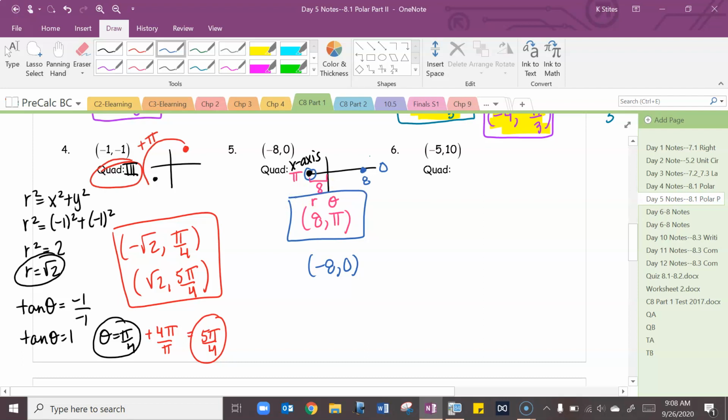Okay, and our last one like this, this is going to be the only one we will have to use our calculator for. (-5, 10). This is quadrant 2. This is the danger zone. We will have to change our angle for this one. All right, so r squared is equal to x squared plus y squared. It's going to be, what, 125? And when you square root this, you can either write it as root 125 or this one's a nice one, it's 5 root 5.